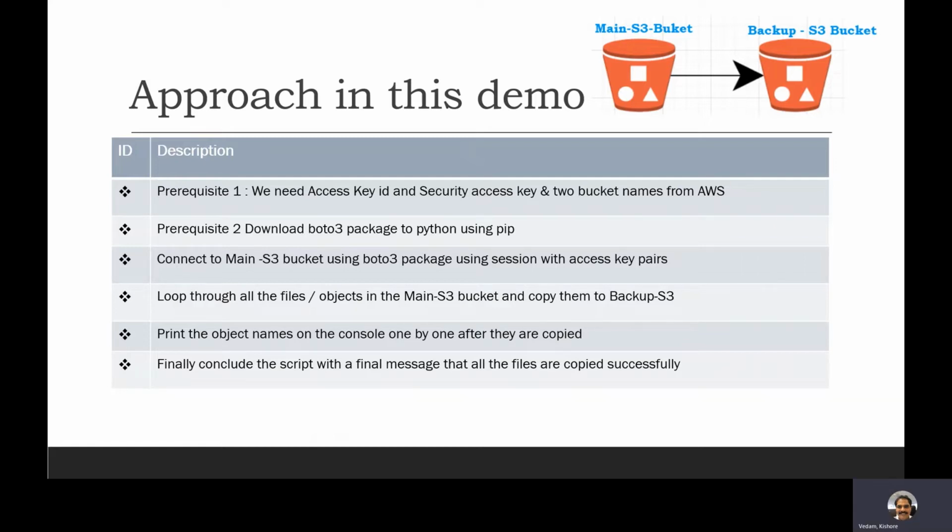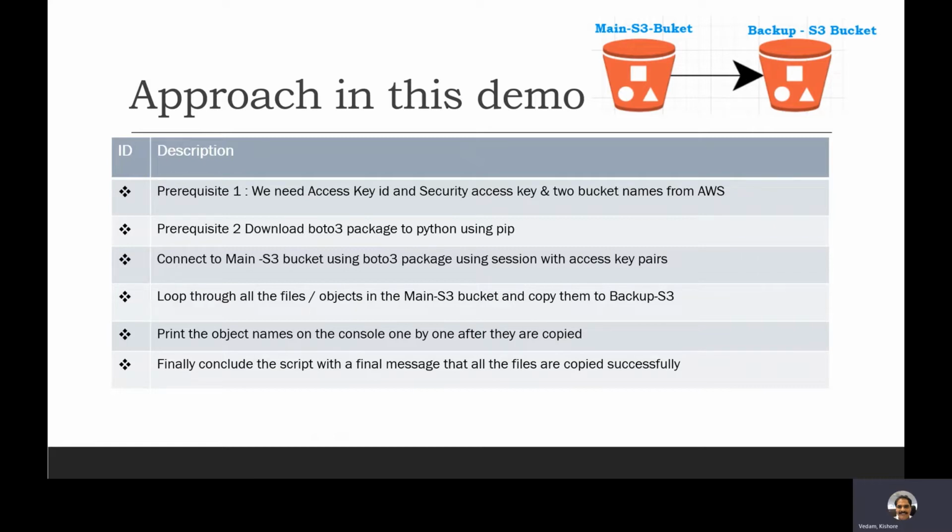The approach in this demo is that we need two prerequisites. One, we need the access key ID and secret access key, and two, bucket names from AWS. Download the Boto package to Python using pip. Connect to the main S3 bucket using the Boto package and create a session with the access keys.